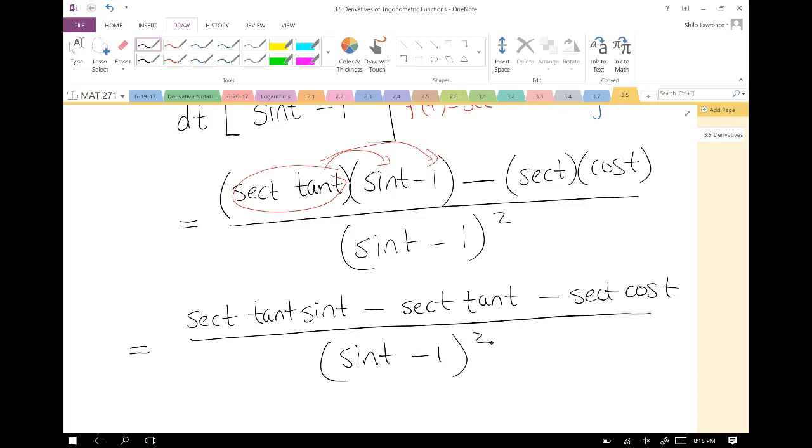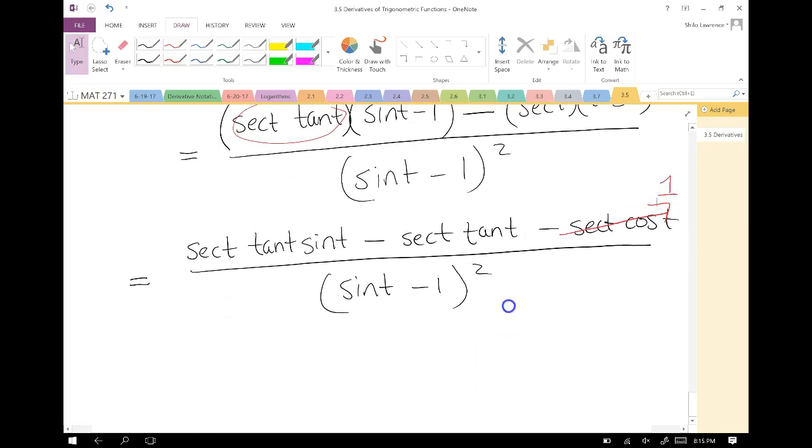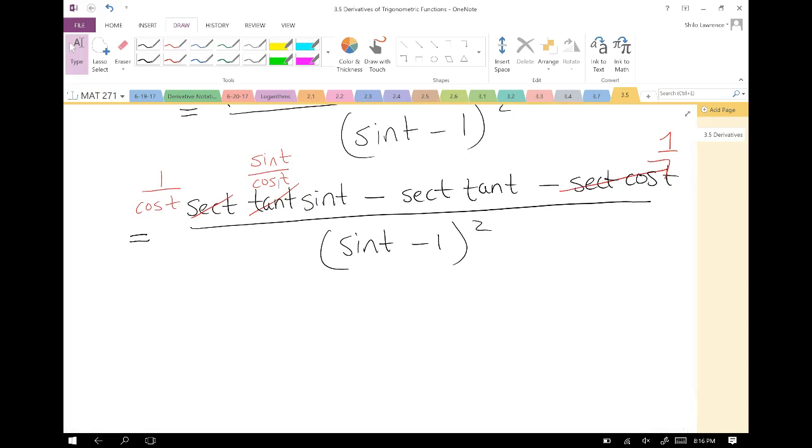There are several things. Now, secant and cosine, those are reciprocal functions, so they actually multiply to make 1. And then this secant is 1 over cosine. Tangent is sine over cosine. So I've got 1 over cosine, sine over cosine, and sine. If you multiply all that out, you actually end up with sine squared over cosine squared, which is tangent squared.